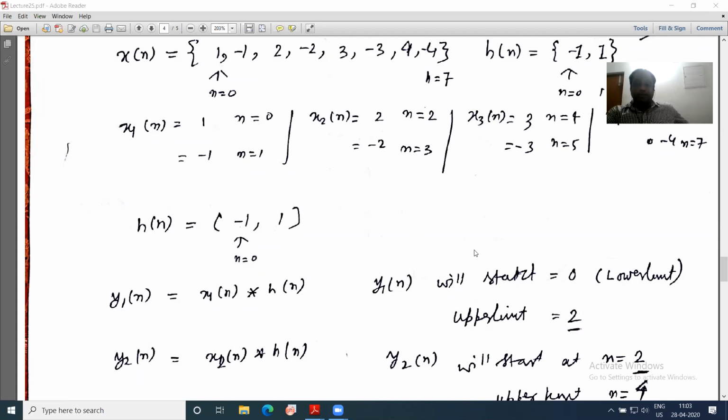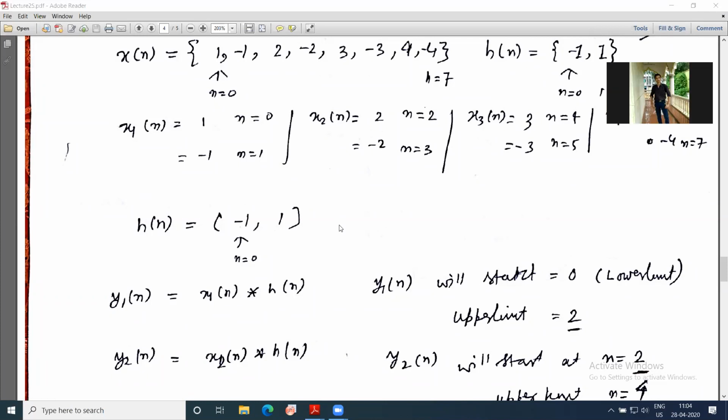Okay, now tell me one thing, y1 will be the convolution of x1 of n with h of n. So what is the limit of the output? The limit of the output will be 0 to 2. I'm talking about x1 and h and their convolution. The sum of the lower limits is 0 plus 0. The sum of the upper limits is 1 plus 1, which is 2. So 0 to 2. Limit of the output, everybody agrees with that? Very good.